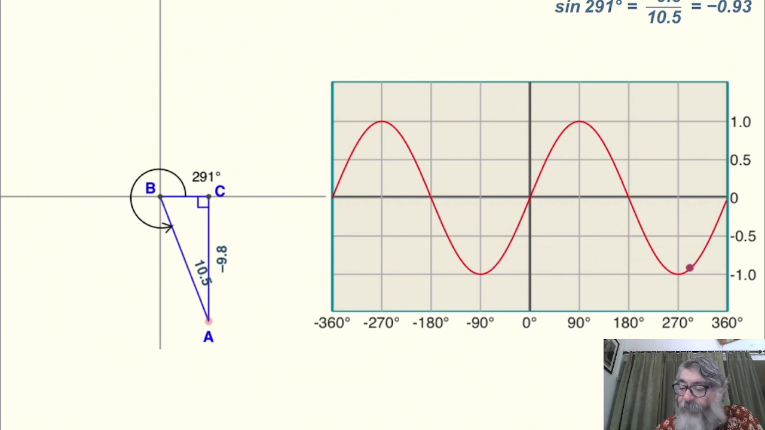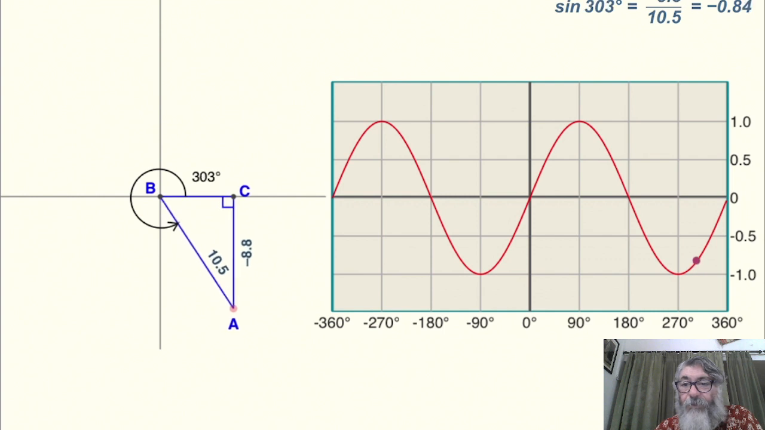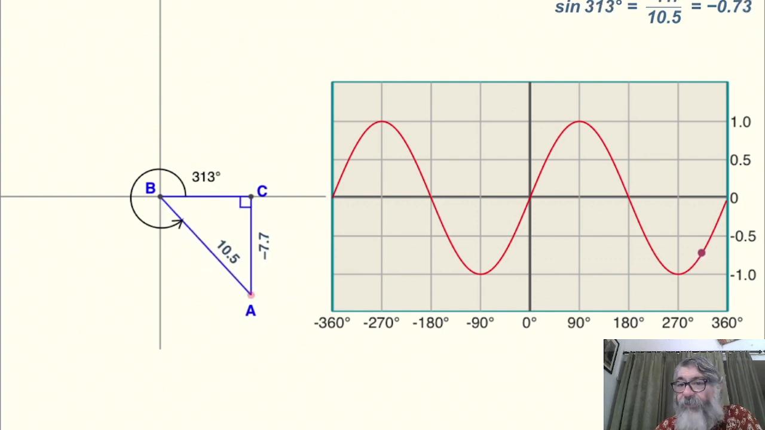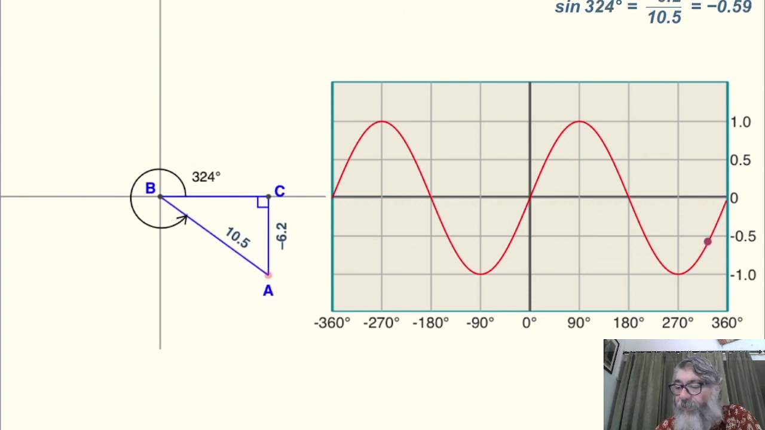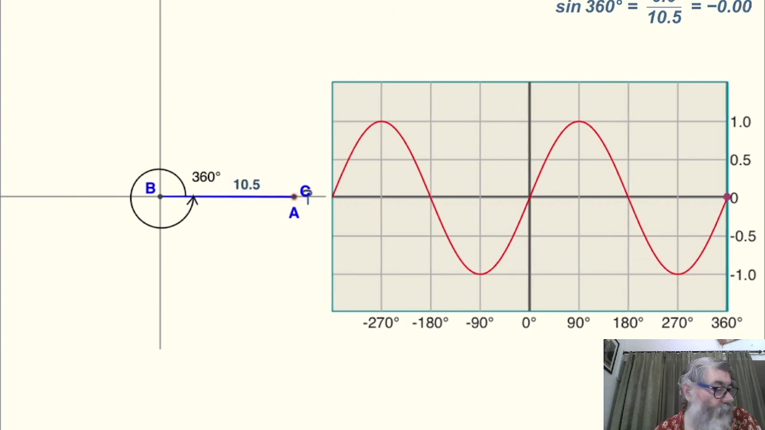Now when we move this point A further up, you notice the red dot moving on the curve. It is moving upward, and when I complete one cycle of 360 degrees, it has reached 0. It has reached 0.